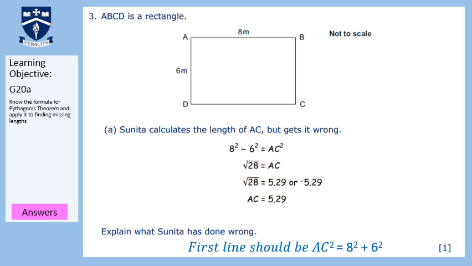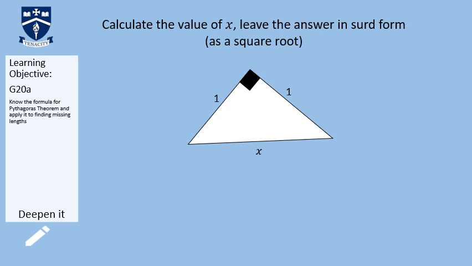And here she's made a mistake on the first step, because AC is the hypotenuse. If we split that rectangle into two triangles, we should be adding the sum of the square of the two shorter sides. Now let's really deepen your understanding, making sure that you check the properties of triangles. Have a look at this question.